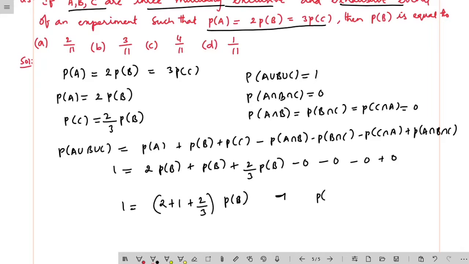Which implies P of B is equal to, let me simplify. So we can write 1 is equal to 2 plus 1 is 3, 3 threes are 9, plus 2 is 11 upon 3 into P of B, or P of B is equal to 3 by 11. The question asks for P of B, so the answer is option B, 3 upon 11.